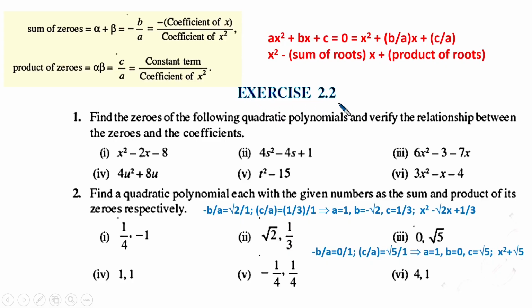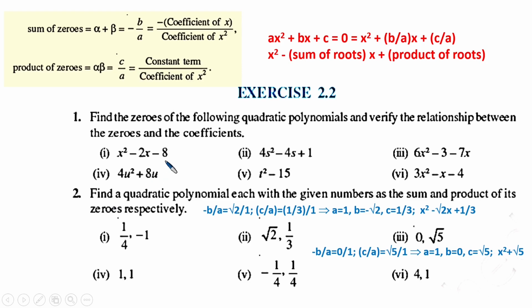Exercise 2.2: find the zeros of the following quadratic polynomial. Use this formula and verify the relationship between zeros and the coefficients. See whether, if you add the solutions, you get minus b by a, or if you take the product of the zeros or the solutions, whether it is c by a. For one particular example, that is minus 8 by 1, which is minus 8. So if you take the solutions and take their product, you should get minus 8. I am not going to do it because it is algebra. You should practice, because there is no point listening if you don't practice it.